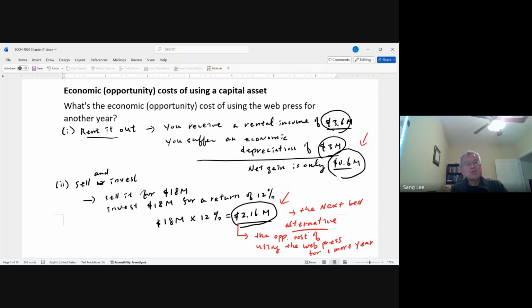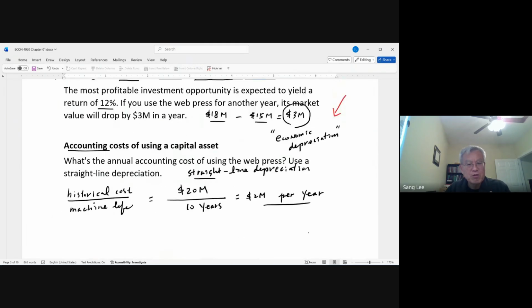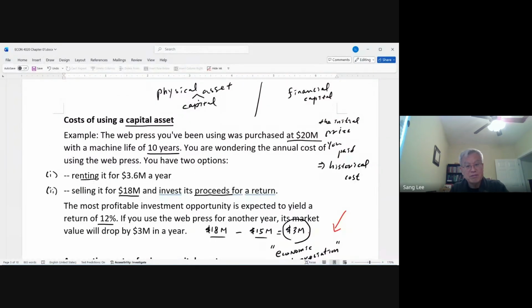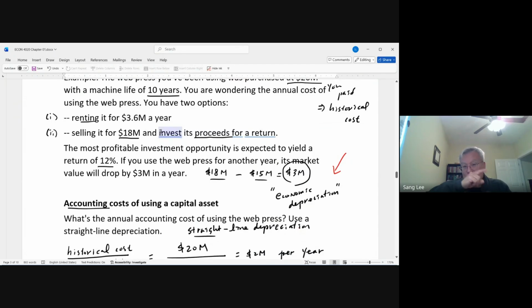So out of this simple story, I can ask a lot of questions. Let's go back here. When I give you a simple story like this, I can say, if you use a straight line depreciation, what is your annual accounting depreciation? $20 million divided by 10 years, so $2 million a year. And what is the amount of economic depreciation? Economic depreciation means how much does the market value drop over a year? Here, $3 million.